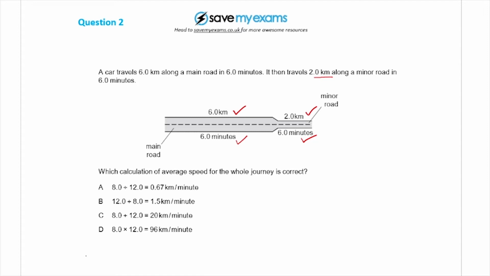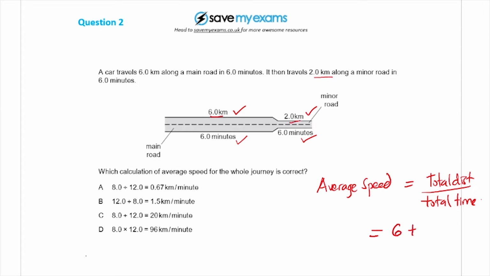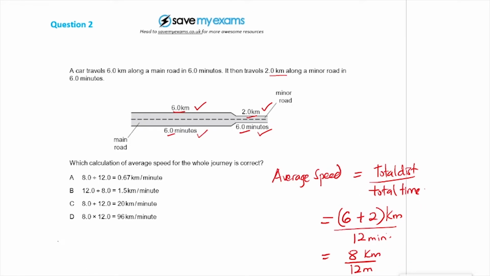So for the calculation of average speed, we know that average speed gives us total distance, divided by total time. And we know here that the total distance, we have the first 6 kilometers, then 2 kilometers. So it's going to become 6 plus 2, all this is kilometers, divided by the total time taken, which is 6 minutes plus another 6 minutes, which is also 12 minutes. In other words, this is going to be 8 kilometers, divided by 12 minutes.